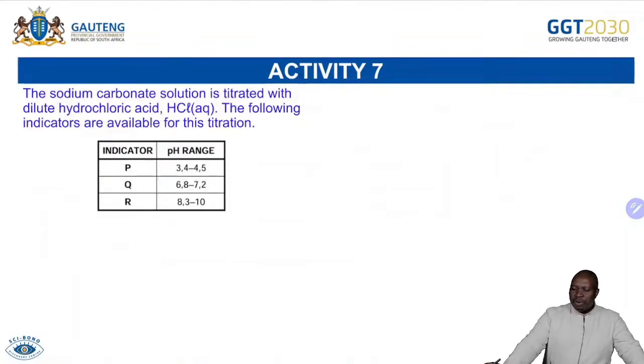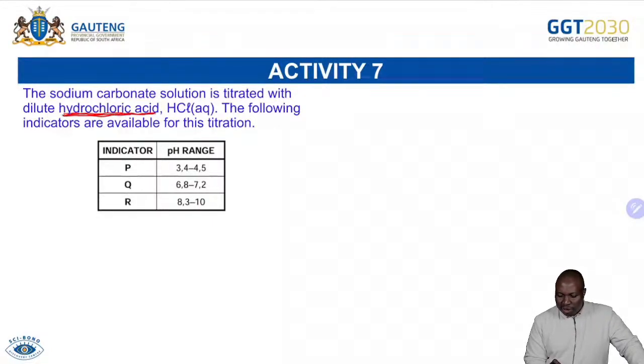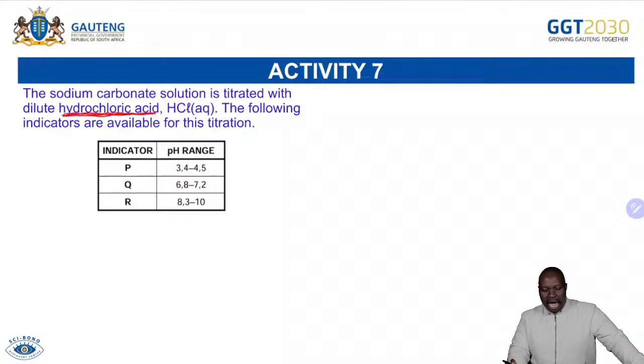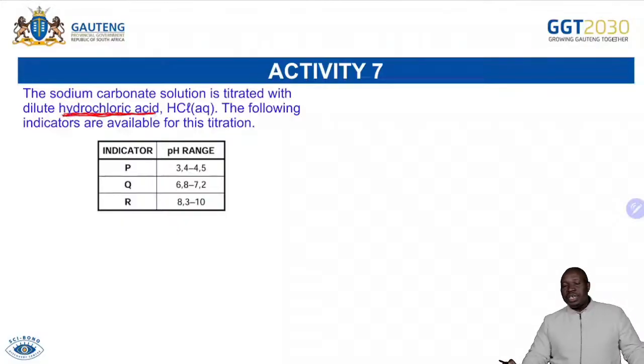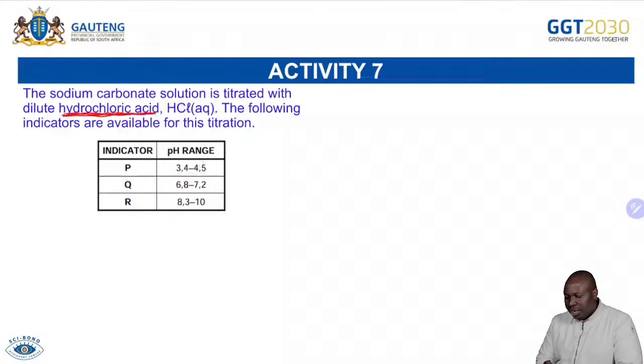Now, the sodium carbonate solution is titrated with dilute hydrochloric acid. So you now have sodium hydrogen carbonate, which you said is a weak base, reacting with the strong acid called hydrochloric acid. The following indicators are used. I want you to understand that this P is for an acidic solution. That's when you are having a titration of a strong acid and a weak base. The solution would be acidic.